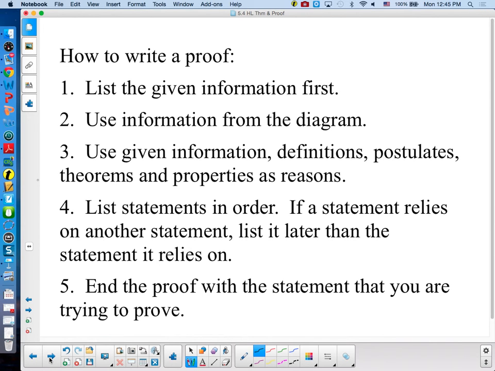And then end the proof with the statement you're trying to prove. If it says you're supposed to prove A equals B, or actually prove AB equals AC or something, you've got to get to that. You're not done until you get to what it says you're trying to do. We're going to be trying to prove some triangles congruent, which is what you've been thinking through the last day or so.